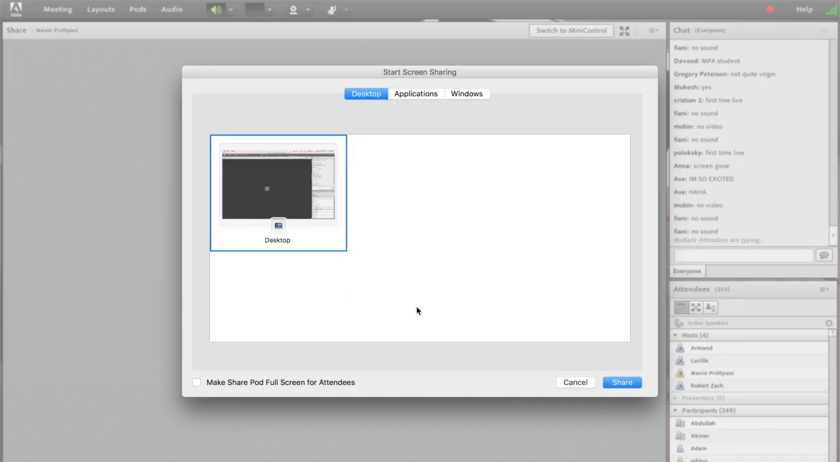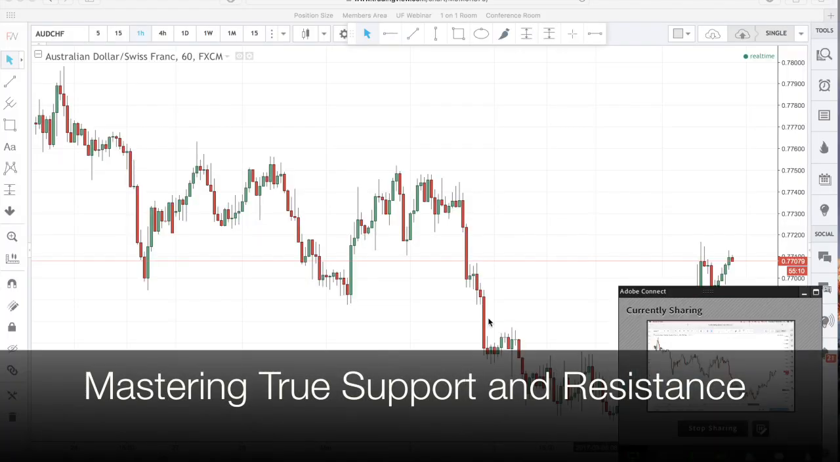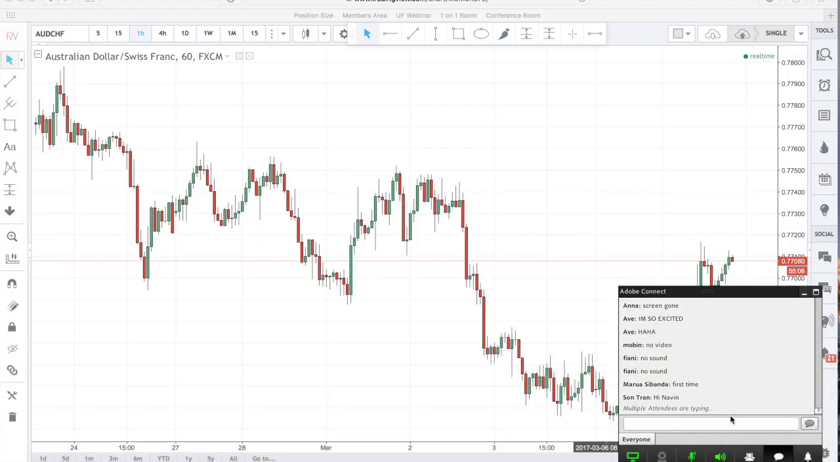Let me know when the screen comes up. Okay, is the screen up for everybody? Okay, great. So without wasting any further time, let's go straight into this.